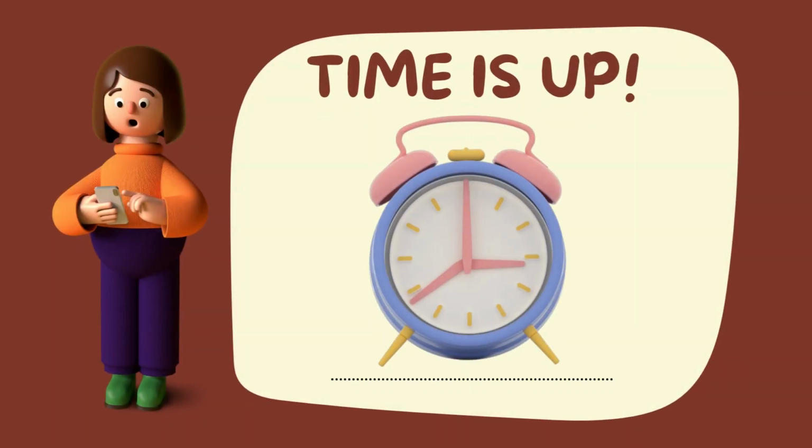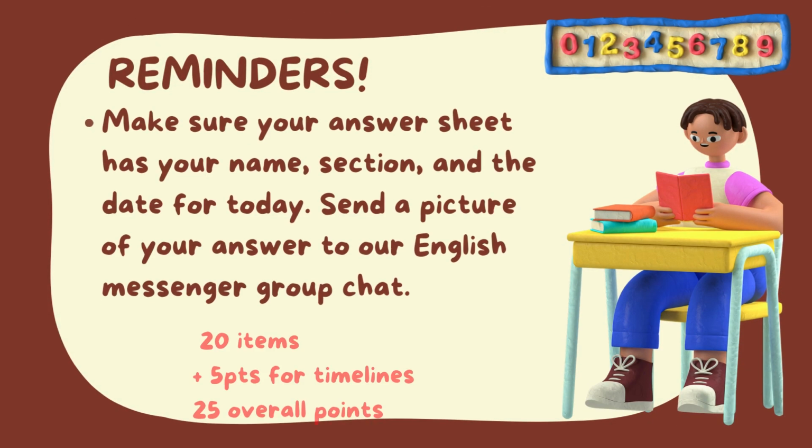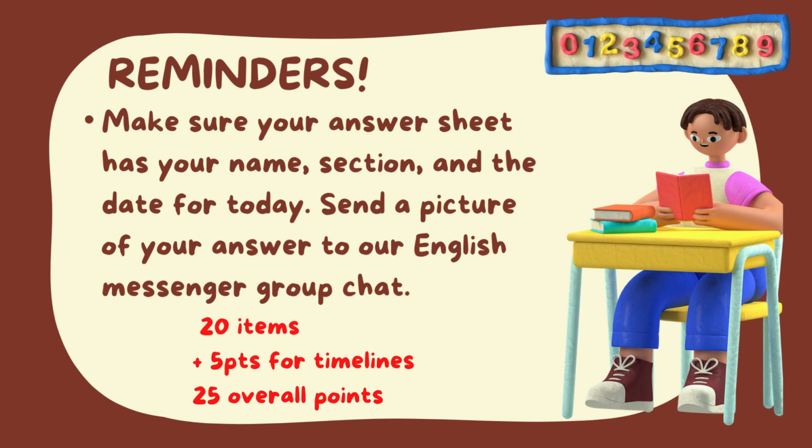Time is up. Now, again, if you need more time to answer the questions, you can go over the reading text again. For our last reminders, make sure your answer sheet has your name, section, and the date for today. Send a picture of your answer sheet to our English Messenger group chat. So for this summative test, there are 20 items plus 5 points for timeliness. The overall points will be 25.